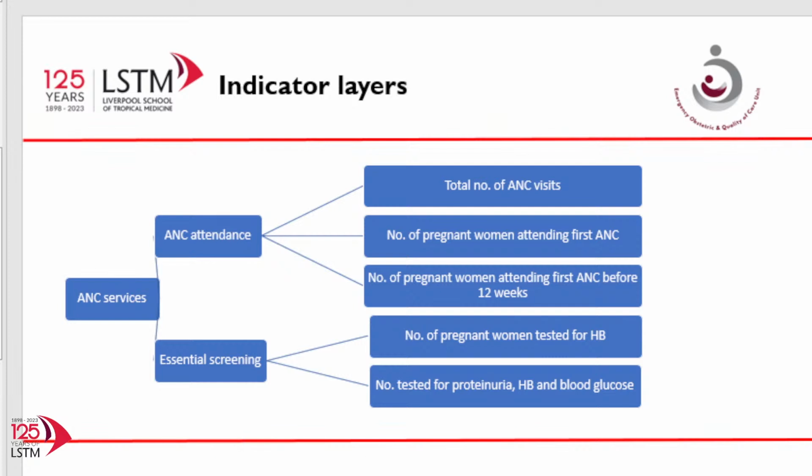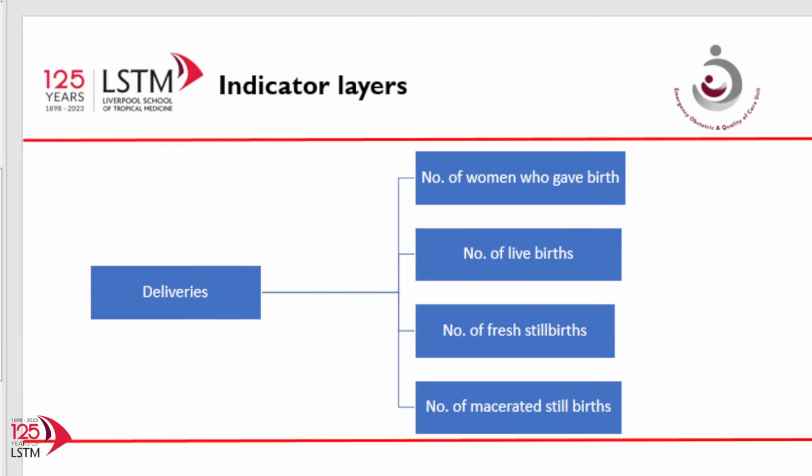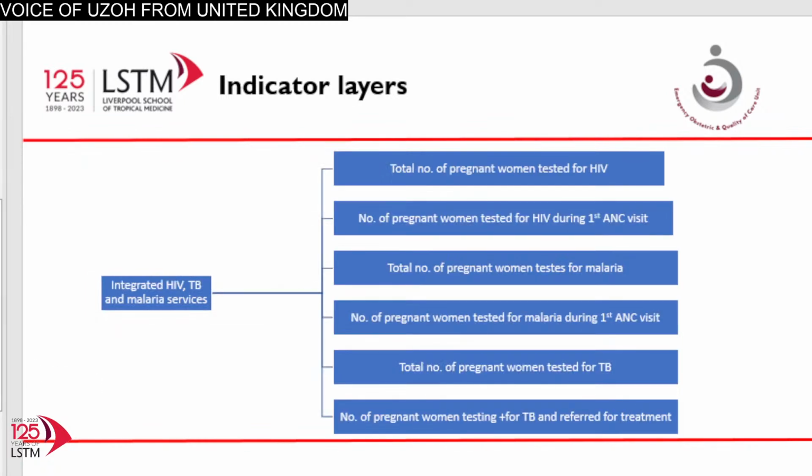Then for deliveries, you'll be shown data on number of women who gave birth, number of live births, number of fresh stillbirths, and number of macerated stillbirths. And then for the integrated HIV, TB, and malaria services, we are looking at the total number of pregnant women tested for HIV, and the number of women tested for HIV during the first antenatal care visit. And for malaria, we were looking at total number of pregnant women tested for malaria, and number of pregnant women tested for malaria during first antenatal visit.